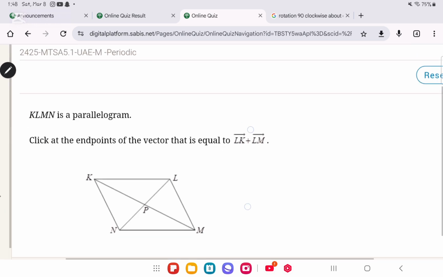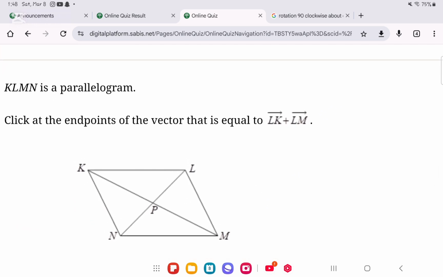Click at the endpoints of the vector that's equal to LK plus LM. Very simply, here, this is like question 3. But question 3, the difference with it is that it was half of the parallelogram. It was only a triangle. But here they gave us the full parallelogram. So they need the endpoints of the vector that's equal to LK plus LM. Very simply, it's going to be LN. You do not take LP because it's going to be half of LK plus LM.